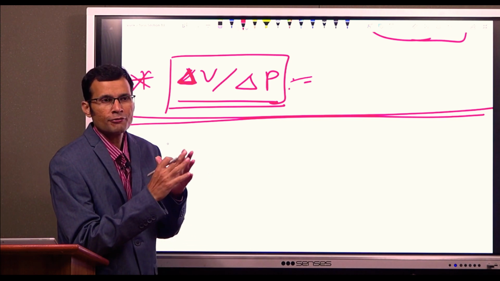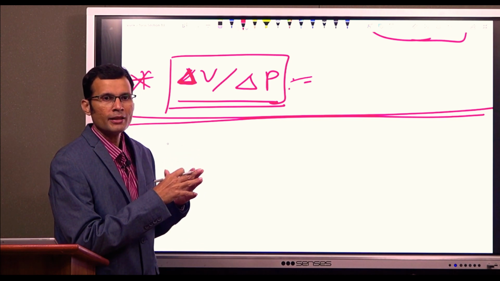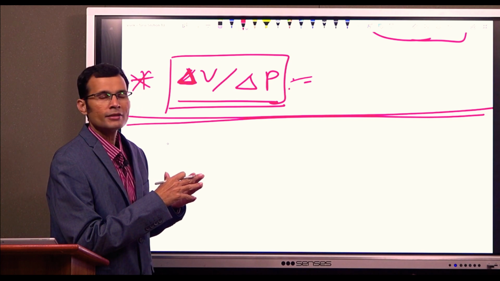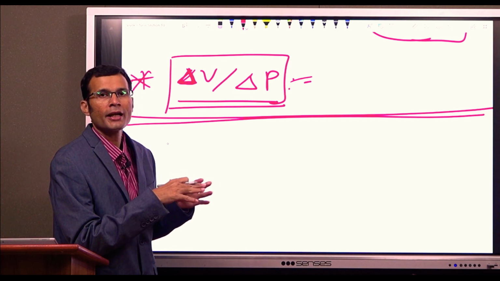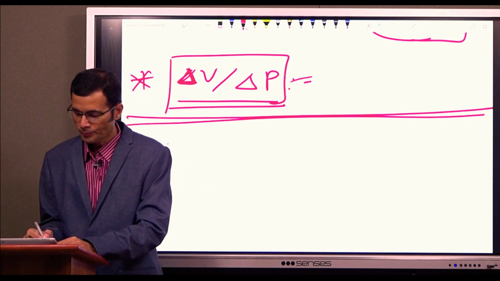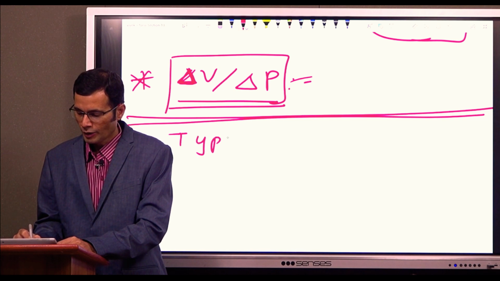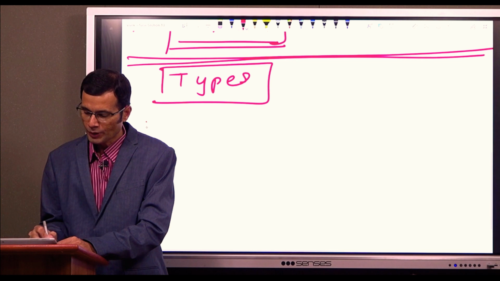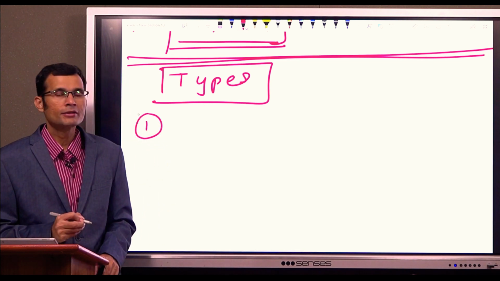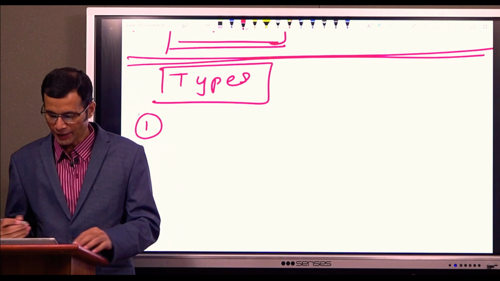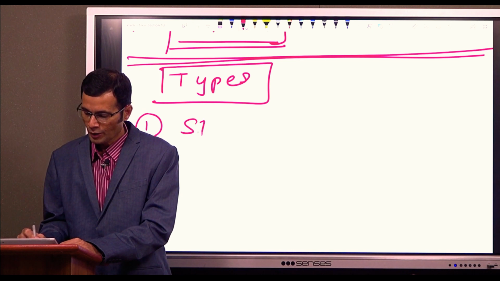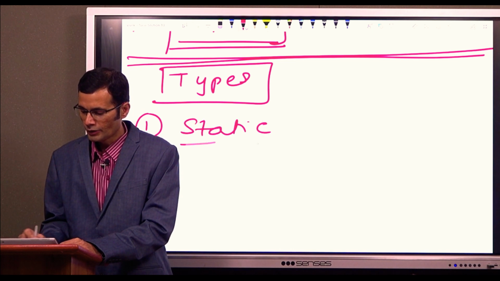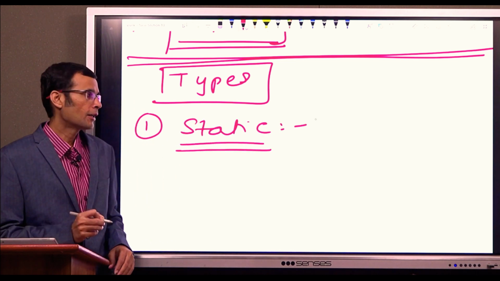That's a few basic points about the compliance. Let us now understand what are the types of compliance. The types of compliance. There are three types: static, specific, and dynamic. Static compliance of the lung.